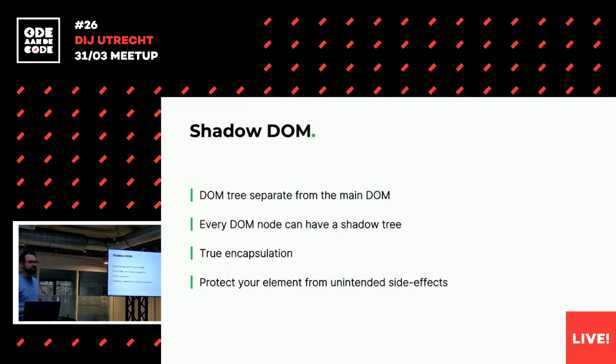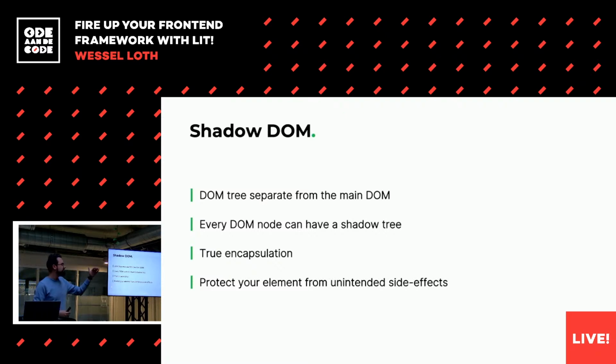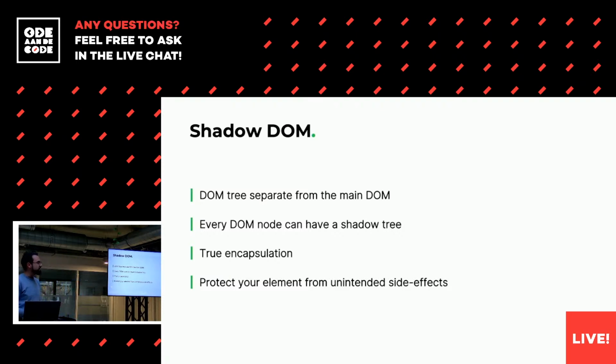And then the third concept of web components is the shadow DOM. Basically, to summarize, it's a DOM tree separate from the main DOM. So of course, you know your document object model. It starts with the HTML tag, then there's a head, there's a body. In the body, there's your navigation, your headers, your divs, everything. And this is all called the light DOM for those who work with shadow DOM. But the shadow DOM is next to the light DOM.